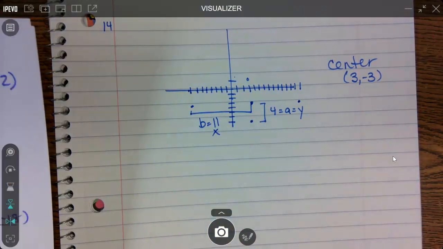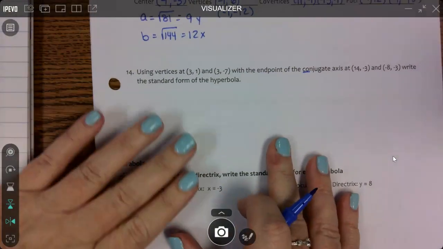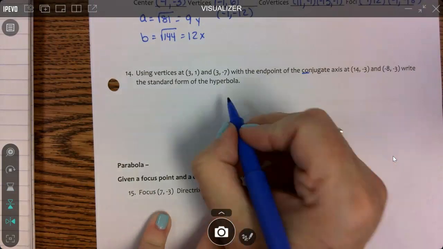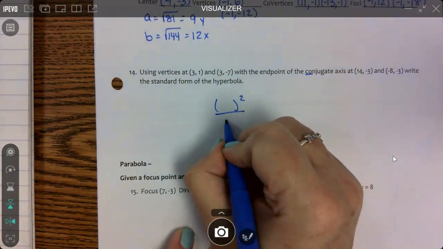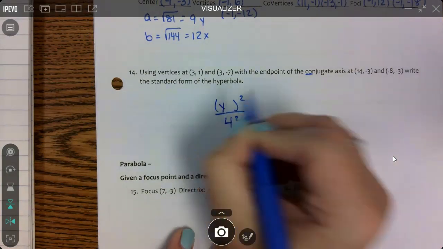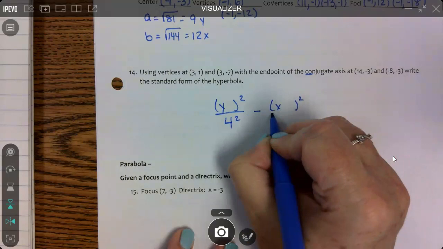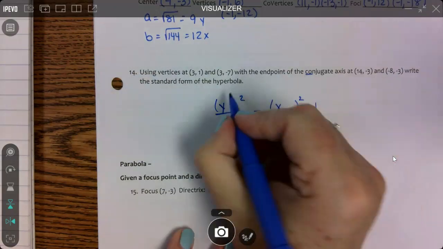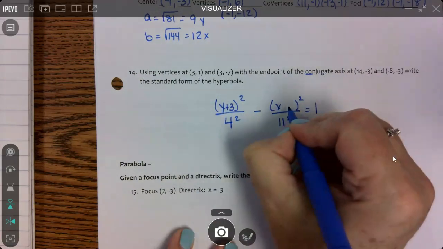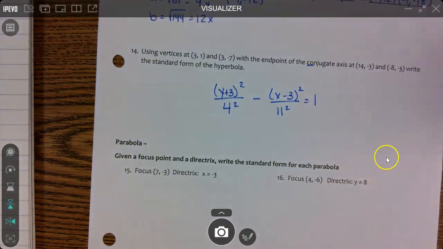Okay, let's write our equation. Here we go. A comes first. So I'm going to put my A in here, which is 4 squared, and it was a Y, minus X squared over 11 squared equals 1. So that would be plus 3, minus 3. Ooh, that was fun. Okay, we have one more section, parabolas, and I'll see you in a jiffy.